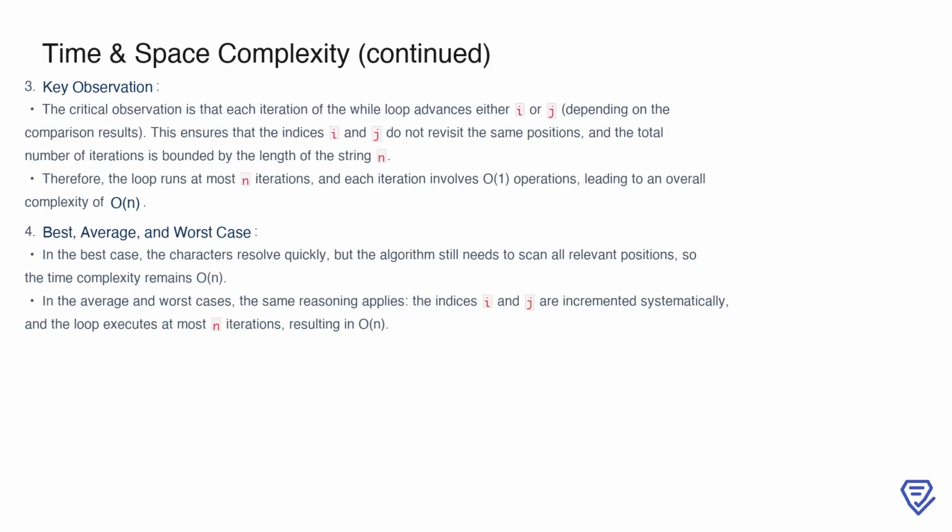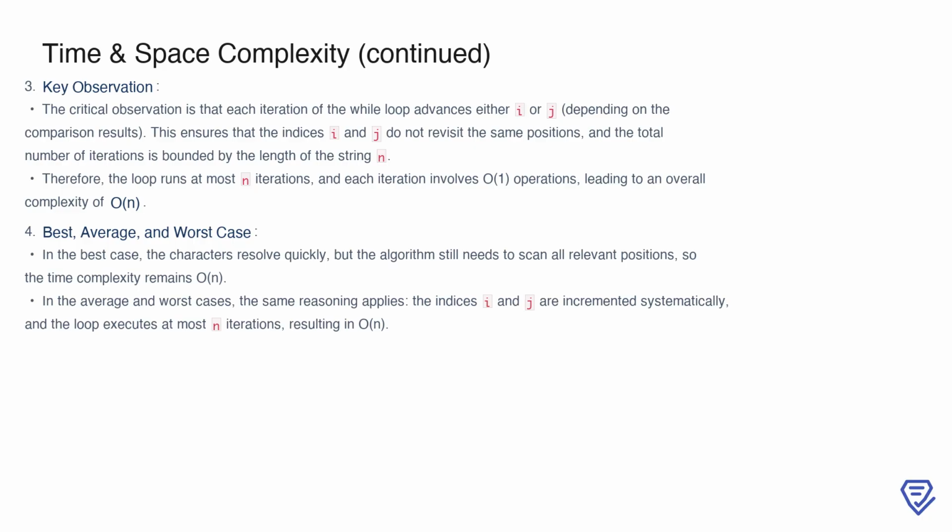A key observation here is that during each iteration of the while loop, either I or j is advanced, depending on the result of the comparison. This systematic increment ensures that the indices do not revisit the same positions, meaning the total number of iterations is bounded by the length of the string n. Therefore, the loop executes at most n times, and since each iteration performs constant time operations, the overall time complexity is O(n). Whether we consider the best, average, or worst case, the result is the same.